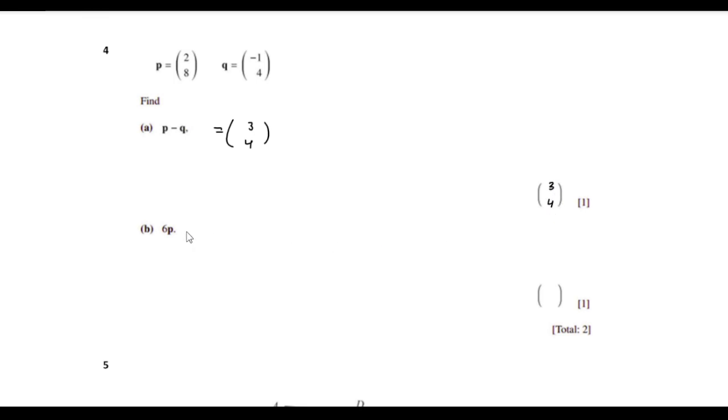Okay, next 6 times P. So 6 times P is what? P is (2, 8), so I will multiply this. It will be 6 times 2 is 12 and 6 times 8 is 48. So here I will write (12, 48).